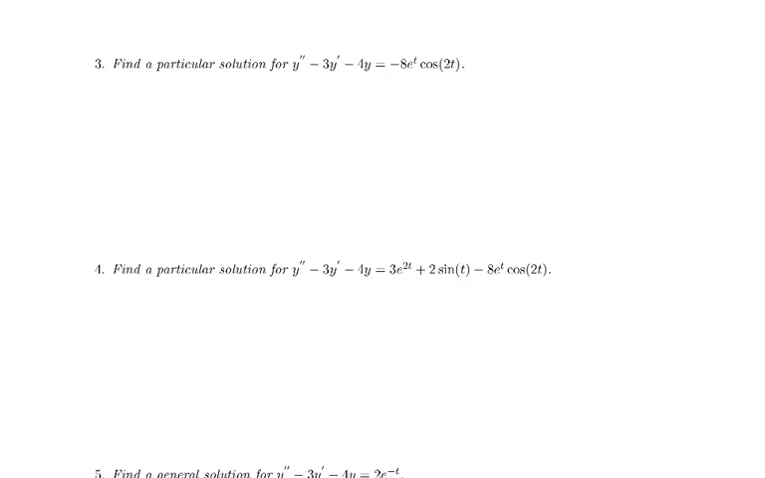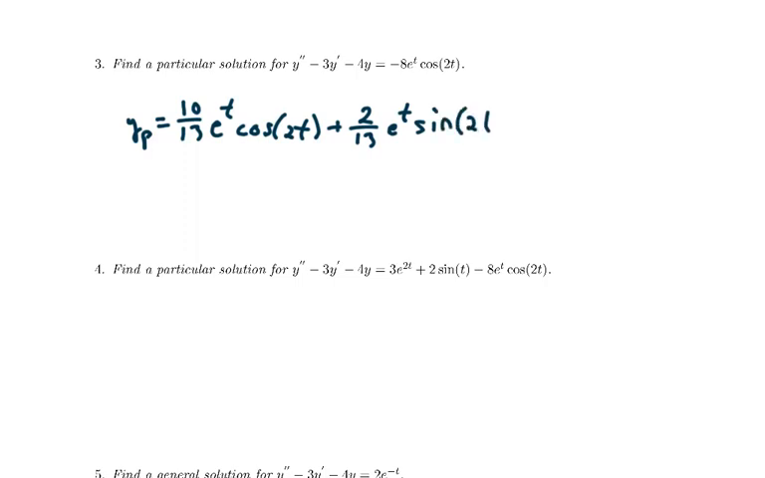The solution for this third one is going to be as follows. So this is the first term plus 2/13 e to the t sine 2t. Again, that is the final solution for your particular after you've determined the initially undetermined coefficients.